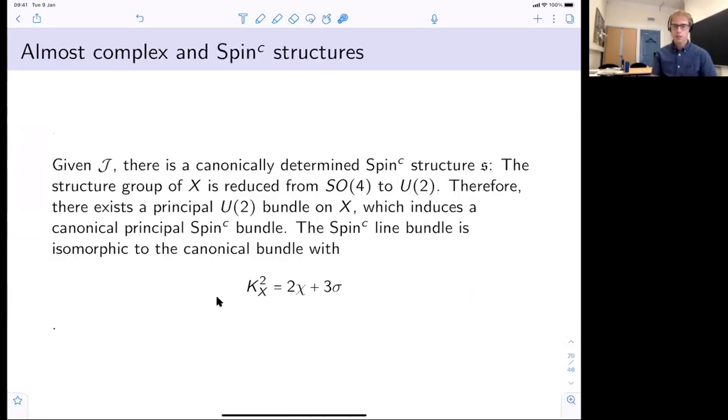Okay, I would like to add one more thing. We mentioned that the manifolds of interest do have an almost complex structure. And if you have an almost complex structure, then this gives rise to a canonically determined spin C structure. And the way it goes is like this: the structure group of X. If there is an almost complex structure, then the structure group of X is reduced from SO4 to U2.